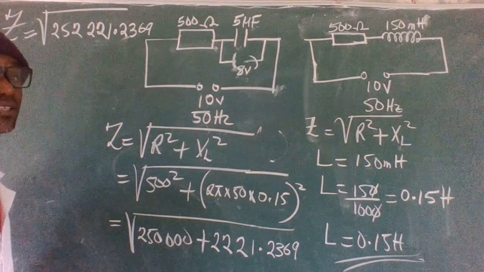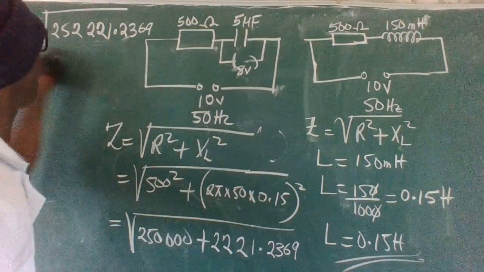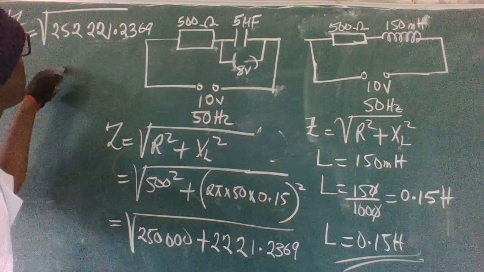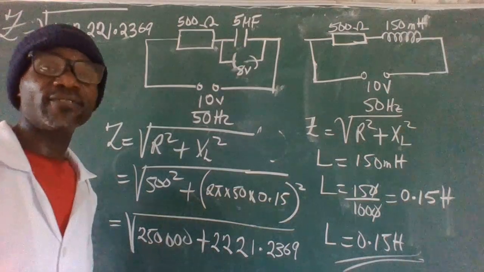Okay. Are you still there? Yes, sir. Just try and get the square root. What's the square root of 2, 5, 2, 2, 2, 1 point 2, 3, 6, 9?